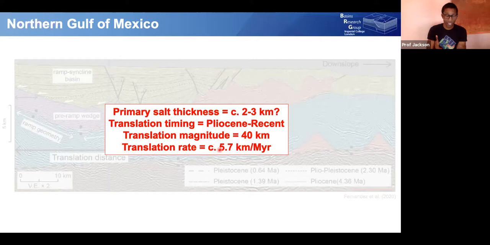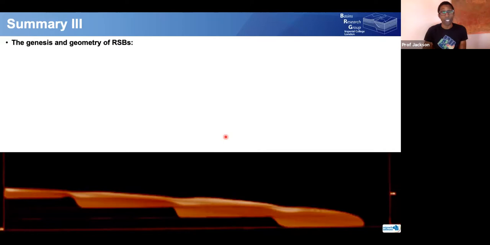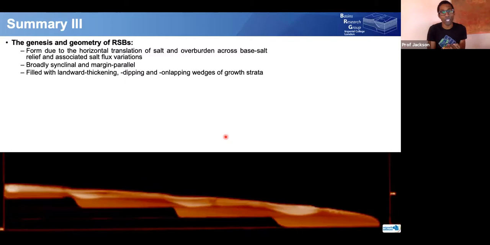So where does that leave us then? Just to go back to the title of my talk, I said I'd talk about the genesis and geometry of Ramp-Syncline basins. So these are some generic outcomes. We know that they form due to the horizontal translation of salt and overburden across this complex base salt relief, as we're seeing here in Sean's model at the bottom.